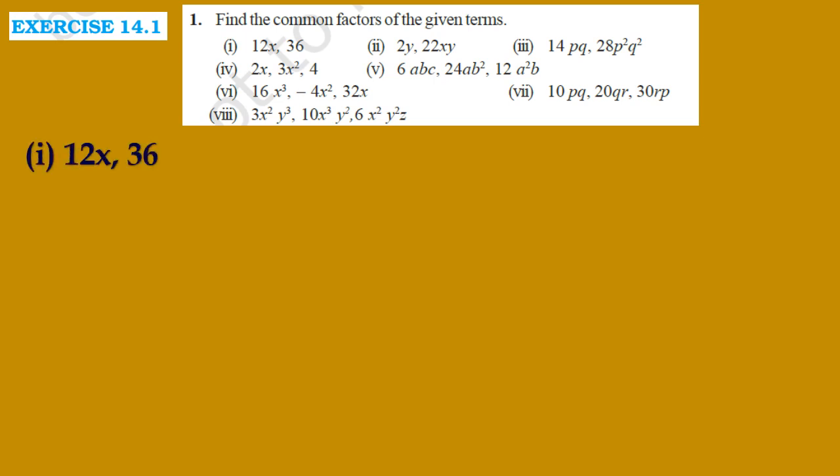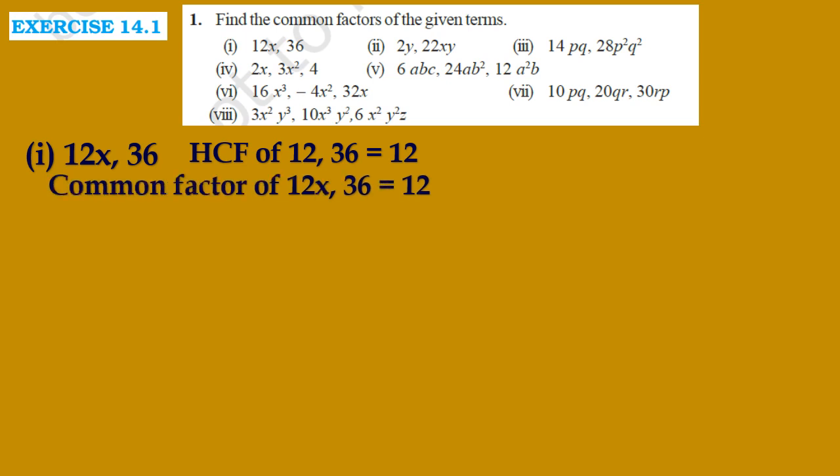So question 1, 12x and 36. First of all, 12 is the coefficient of the variable term and 36 is the constant. Both are numbers. So first what we have to do is to find the HCF of these numbers. That is HCF of 12 and 36, which is 12. Because 36 is a multiple of 12. So when one number is a multiple of other, that number will be the HCF. So 12 is the HCF and x is there only in one term. So x is not common. Only 12 is the common factor. So common factor is 12.